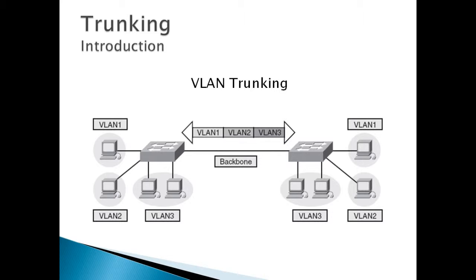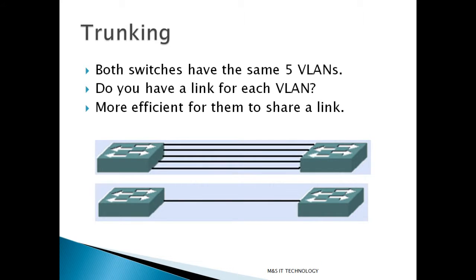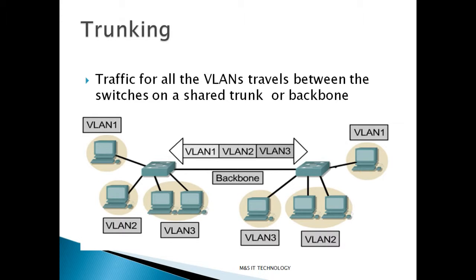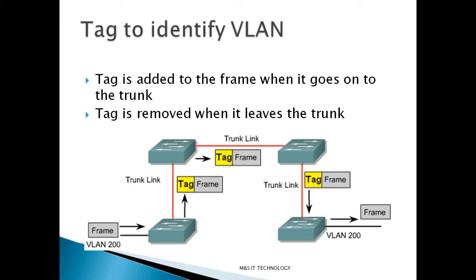Today we are discussing trunking. Both switches have the same 5 VLANs. Do you have a link for each VLAN? It is more efficient for them to share a link. Traffic for all the VLANs travels between the switches on a shared trunk or backbone. A tag identifies the VLAN. The tag is added to the frame when it goes onto the trunk, and the tag is removed when it leaves the trunk.